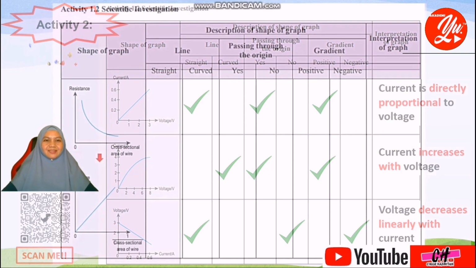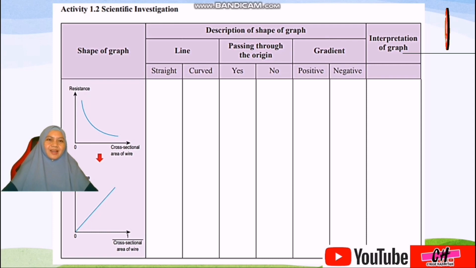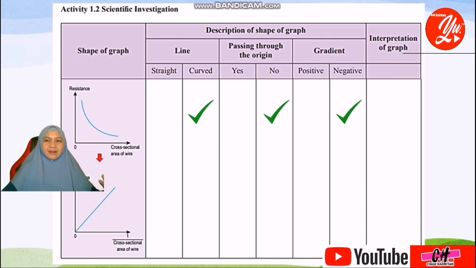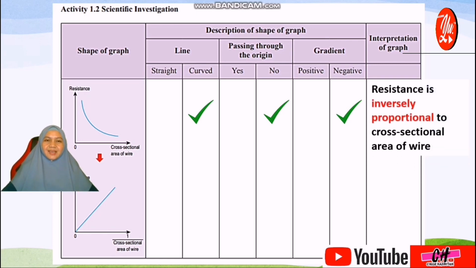Okay, how about this one? Now we have resistance against cross-sectional area of wire on top. So it is a curve. Does it pass through the origin? No. Gradient? Negative. Then, how does the resistance relate to the cross-sectional area of the wire? Yes. So we can say resistance is inversely proportional to the cross-sectional area of the wire. Then how about the bottom?